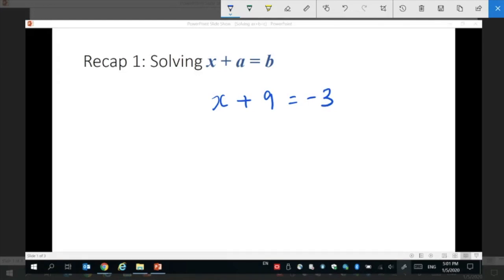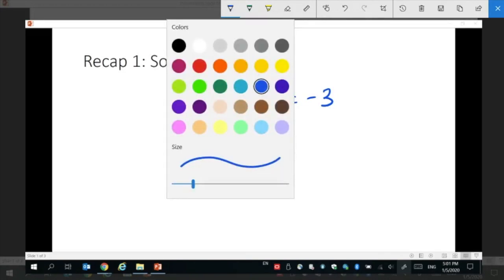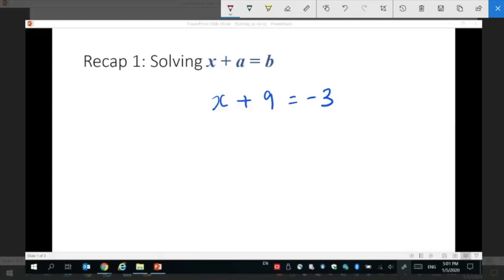In order to solve this, let's think about what must you add or subtract on both sides of the equation such that this term will become 0. So you need to subtract 9 on both sides.